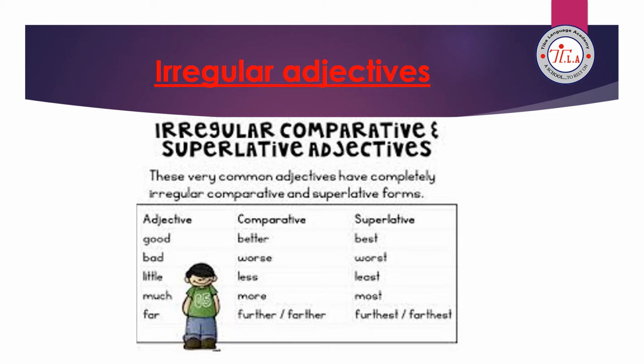Little: the comparative form is less, the superlative form is least. Much: the comparative form is more, the superlative form is the most. The adjective far in comparative form is further, further than. In superlative form it's furthest.